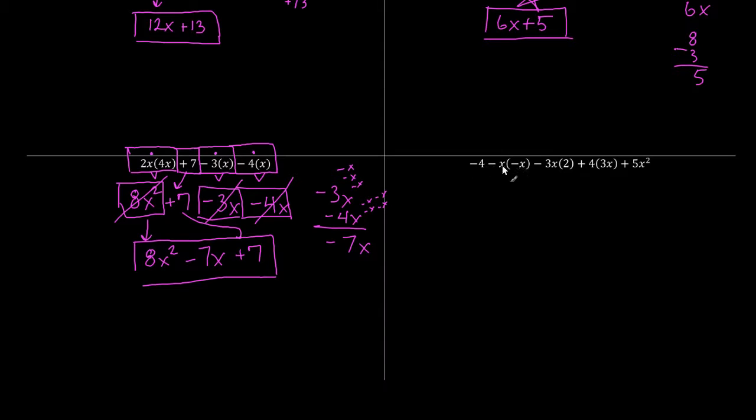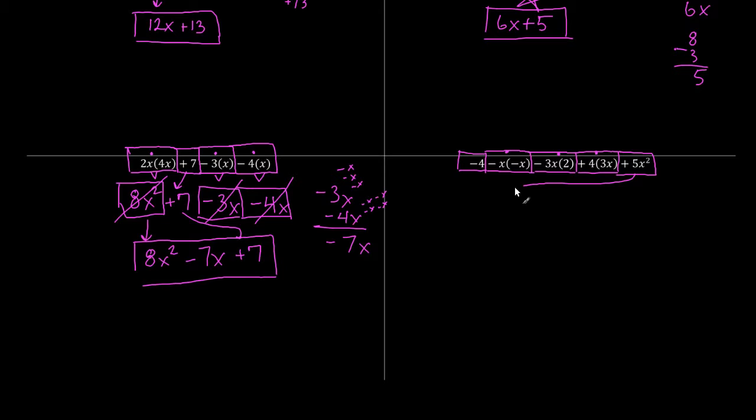Now, let's go ahead and mark our multiplication. Negative 4 minus x times negative x minus 3x times 2 plus 4 times 3x plus 5x squared.